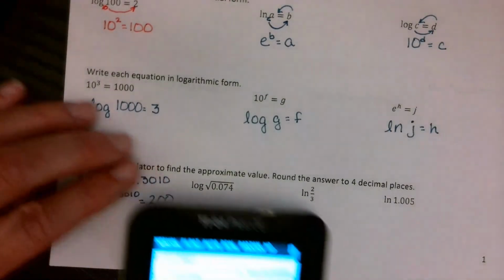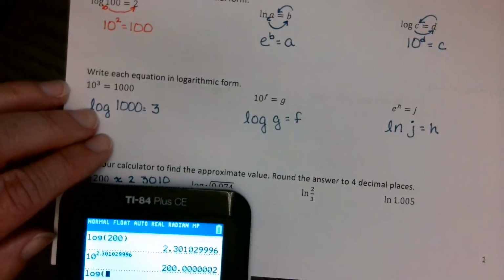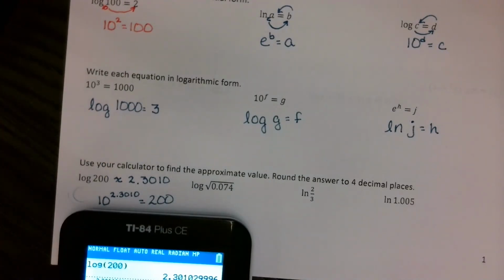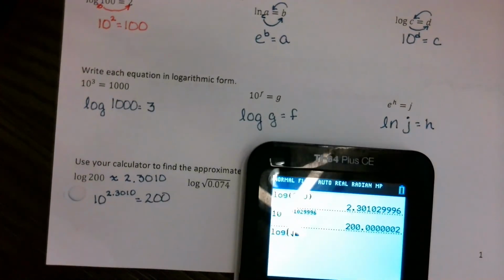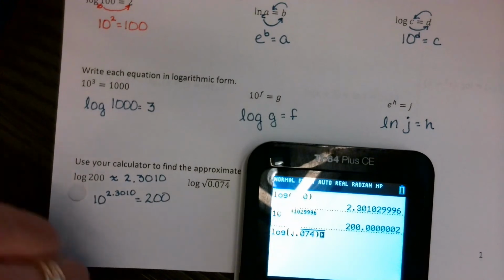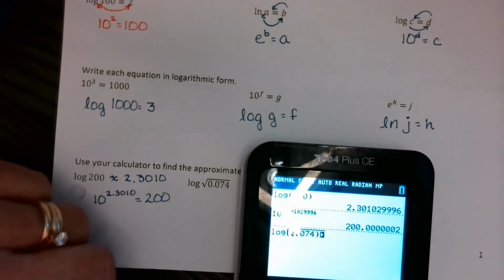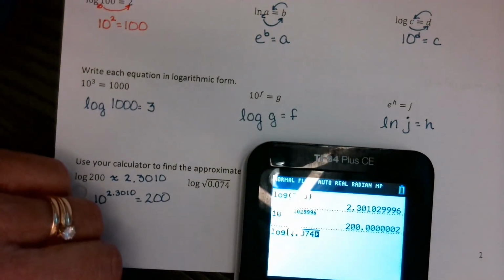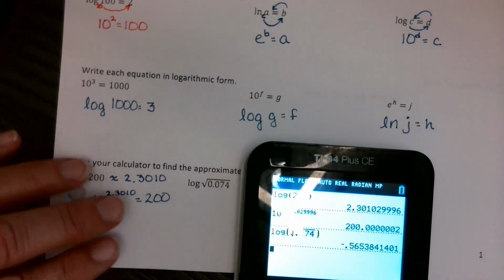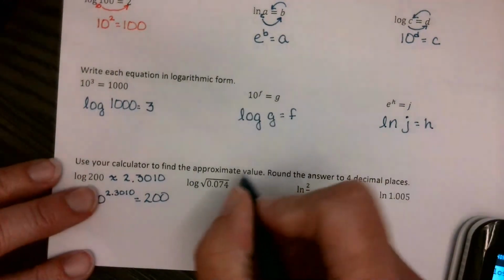All right, right here, again, we're going to use our log button that's next to the 7. Second, square root of 0.074. And see, it puts it in parentheses. That's why I said sometimes it can be in parentheses, sometimes it doesn't matter. You'll see it both ways. And you get that number right there.